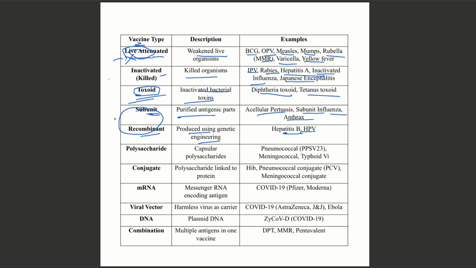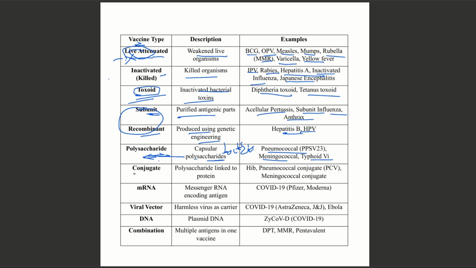Next is polysaccharide vaccines. Polysaccharide vaccines are made up of the capsular polysaccharide of bacteria. It is important to remember this. Examples are pneumococcal PPSV23, meningococcal, and typhoid Vi. They show a poor immune response in children below 2 years, and they do not produce immunological memory.